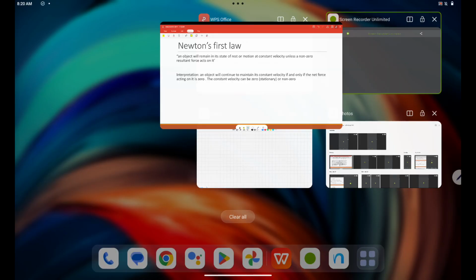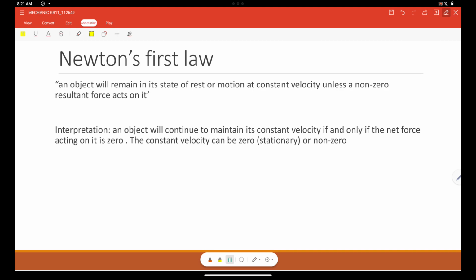Hello world. In today's video, we are going to look at Newton's first law of motion. This is one of Newton's laws. Newton came up with laws which describe the motion of objects. He describes the motion of objects which are at rest, objects which are moving with constant velocity, and even objects which are accelerating. But today we are only going to focus on the first law of motion.